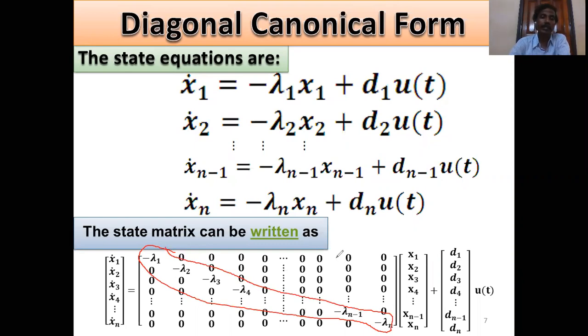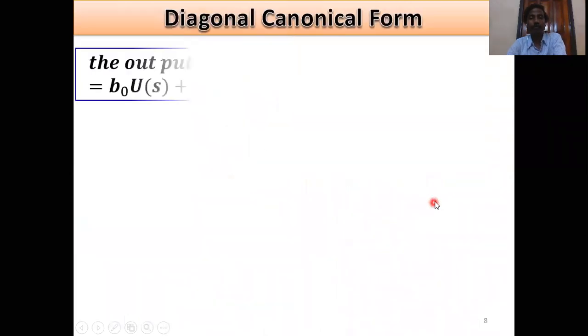This type of matrix is called a diagonal canonical matrix, or diagonal form of the system. So this is the diagonal canonical form.